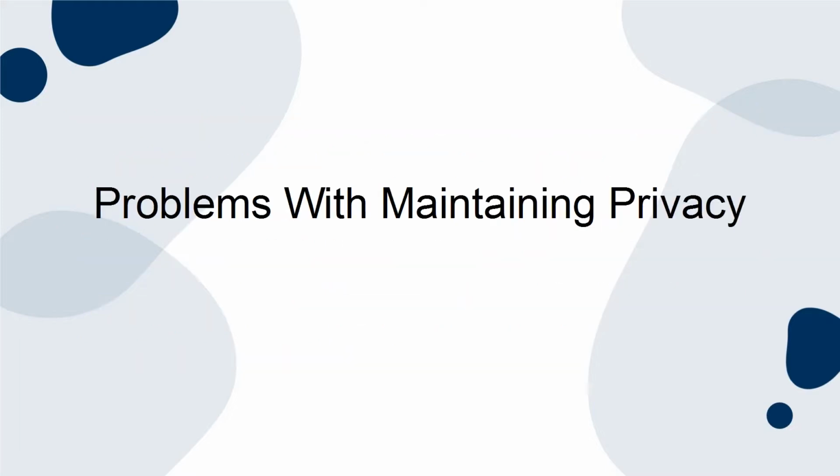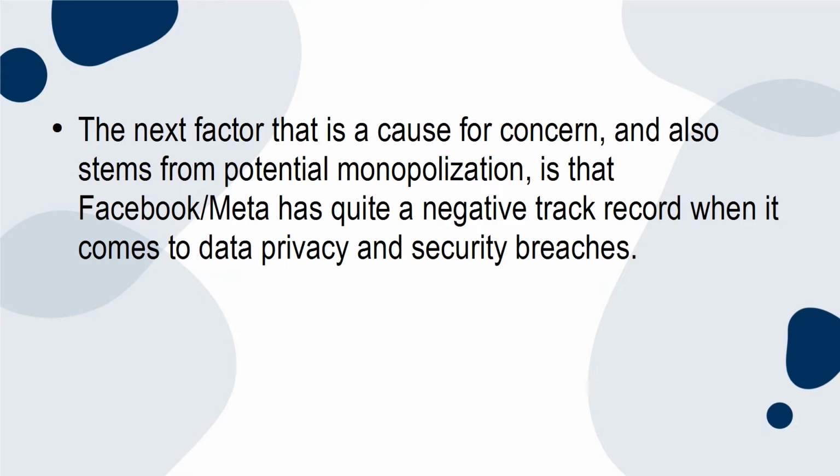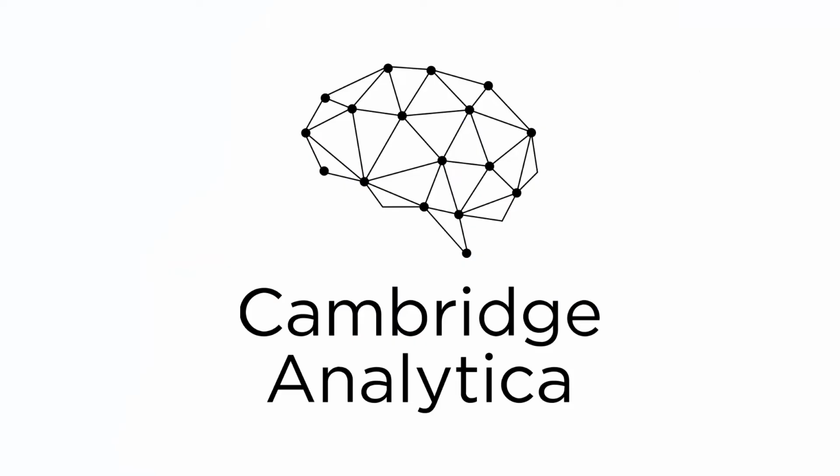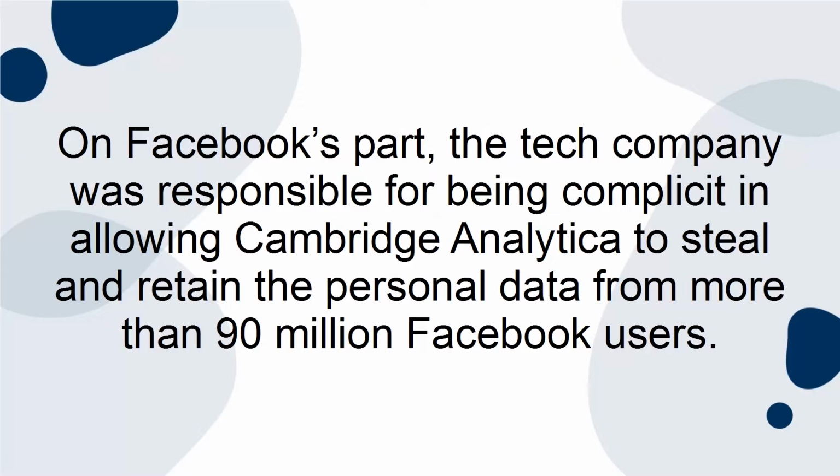Problems with maintaining privacy. The next factor that is a cause for concern, and also stems from potential monopolization, is that Facebook/Meta has quite a negative track record when it comes to data privacy and security breaches. Perhaps the most well-known instance came in 2018 with the Cambridge Analytica scandal. Cambridge Analytica was a consulting firm with a specialization in using data science to help support political campaigns. On Facebook's part, the tech company was responsible for being complicit in allowing Cambridge Analytica to steal and retain the personal data from more than 90 million Facebook users.